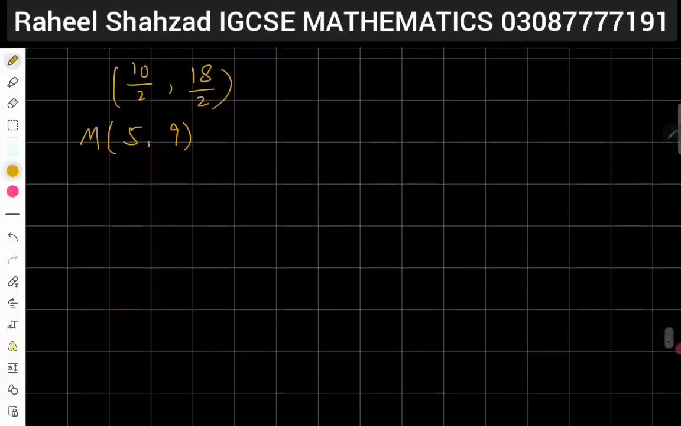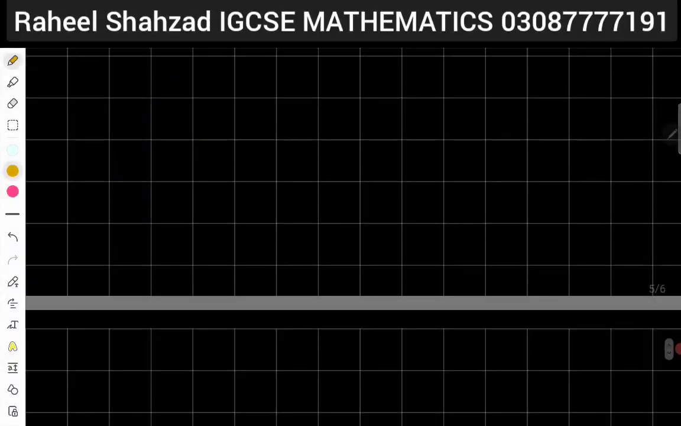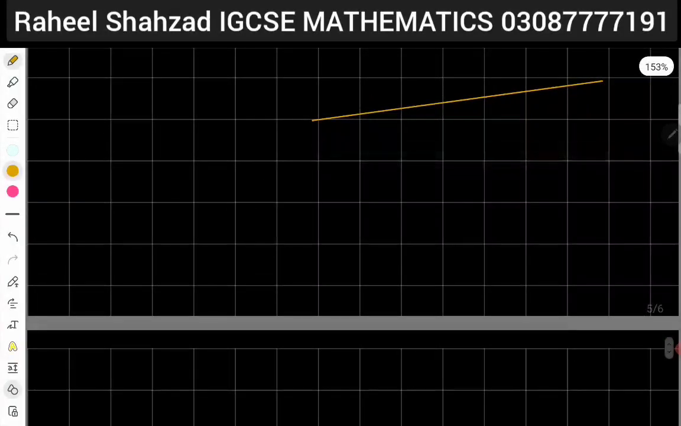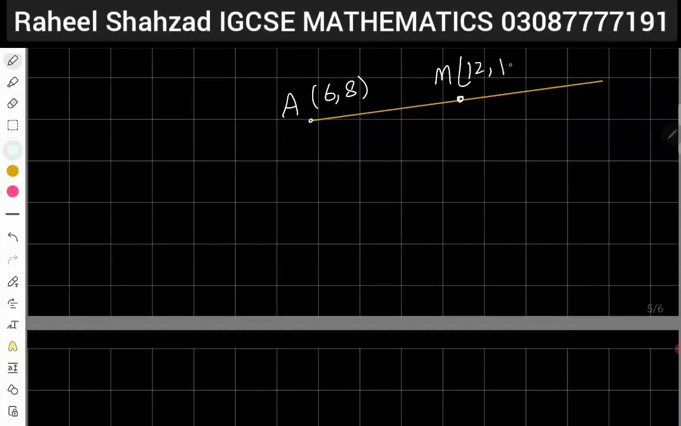In next part, sometimes what they do is they give one of the endpoints and coordinates of the midpoint, and they want us to find the coordinates of the other point. For example, if we have point A that is given as maybe 6 and 8, and they have given us midpoint that is 12 and 14, and they want us to find B which has coordinates a and b, right?